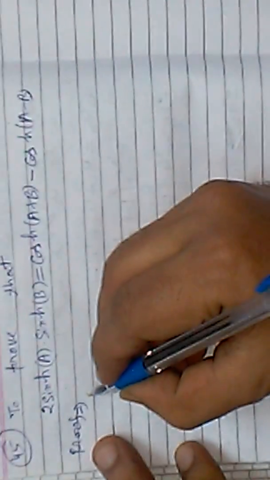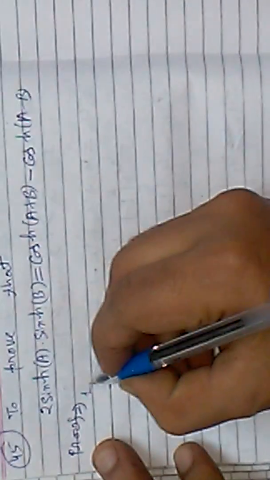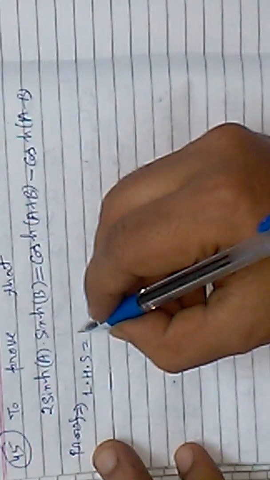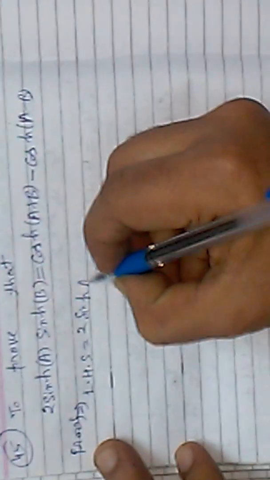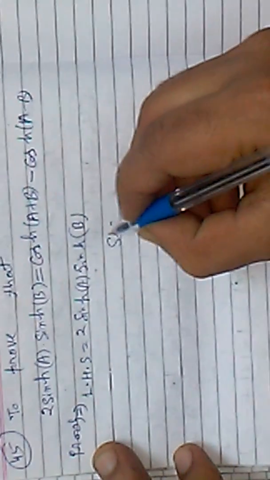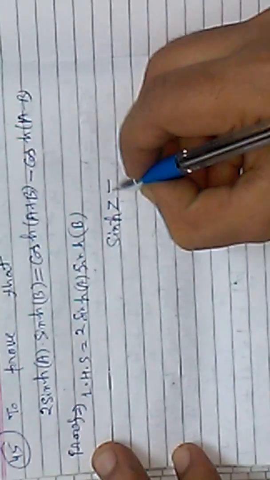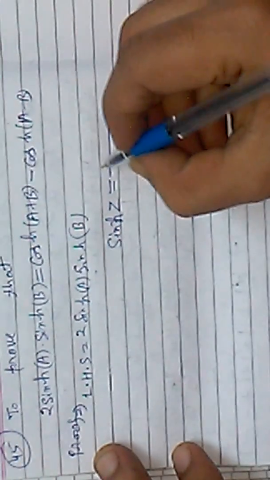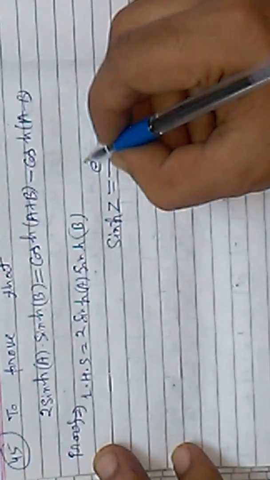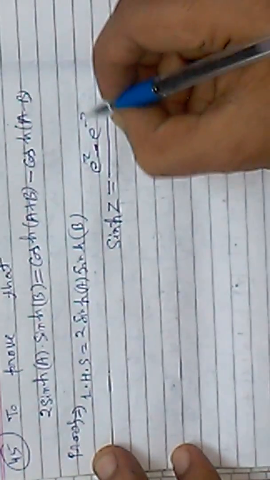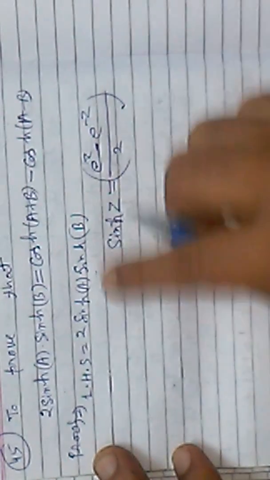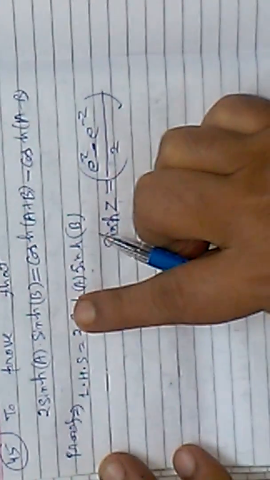So we start by taking the left hand side. Left hand side is 2 times sinh A into sinh B. We know the formula, the definition of sinh Z: it is e to the power Z minus e to the power minus Z upon 2. We apply this formula to these two values, sinh A and sinh B.